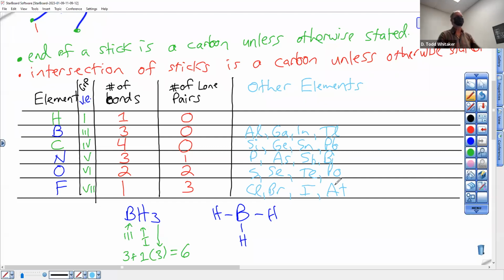It's essential you know this table. You don't do Lewis structures unless you know this table. Don't even start doing Lewis structures unless you know this table, like it's embedded in your head. Okay?